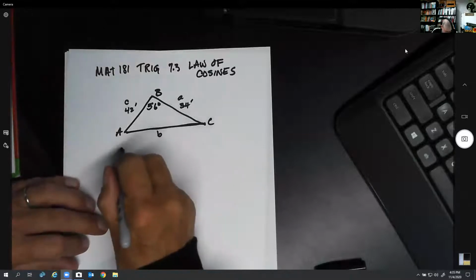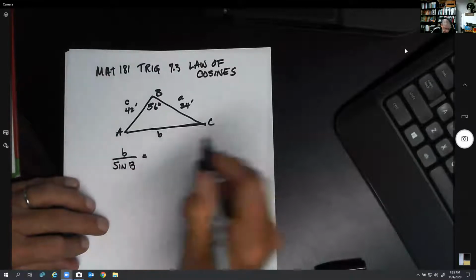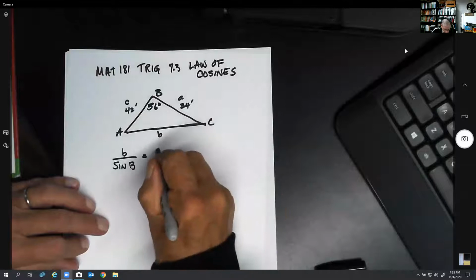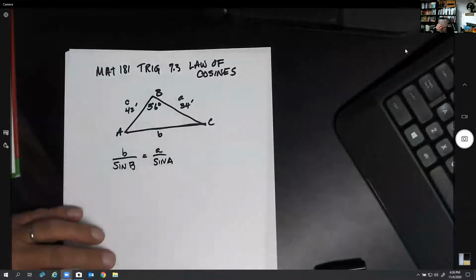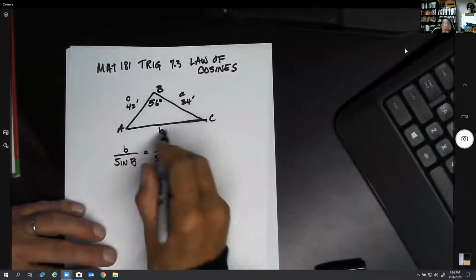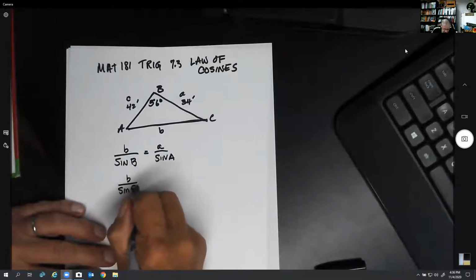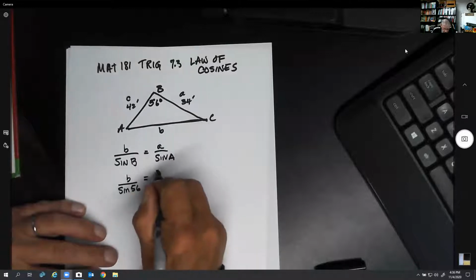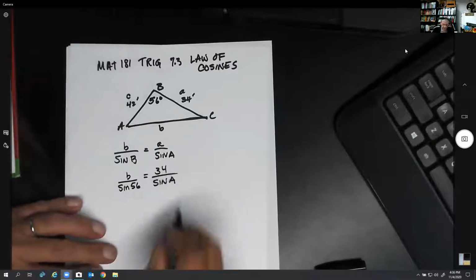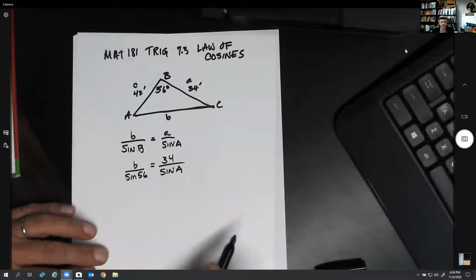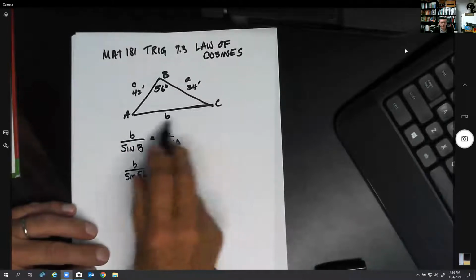Well, we know B is to the sine of B as A is to the sine of A. And that would mean that B, which we don't know, is to the sine of 56 as A, which we do know, 34, is to the sine of A. But the problem with this is we don't know the sine of A. We don't know B. And there's no way we can find this.